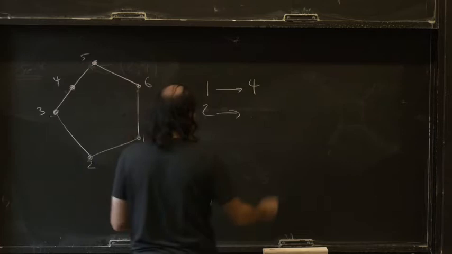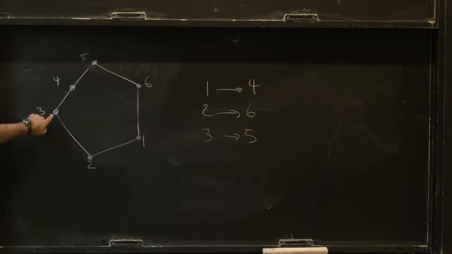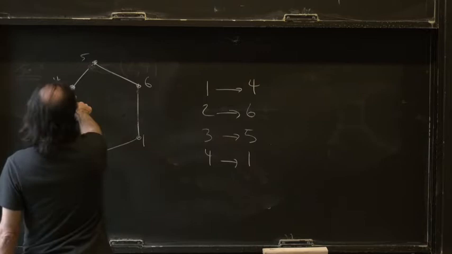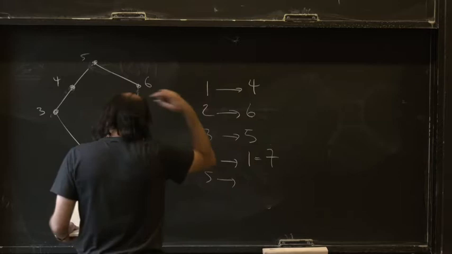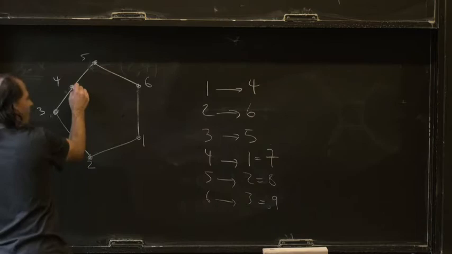Okay, 3. What does 3 do? 3 is also fun. Where does 3 go? 3 goes to 5. Why does 3 go to 5? It's because, well, 3 is on the line 4, 5. So it's a linear combination of 4 plus 5. Okay? 4 goes to 1. So that's not subtle. And 5 goes to 2. And 6 goes to 3. Okay, so I didn't draw this picture randomly. That configuration is this permutation.